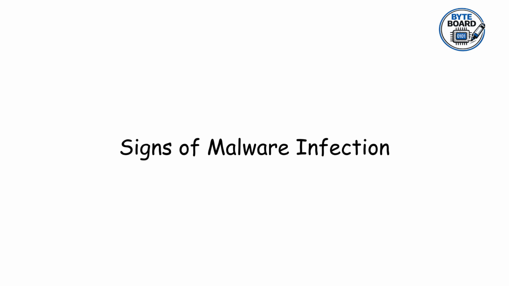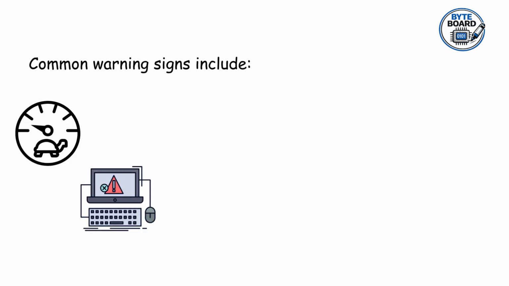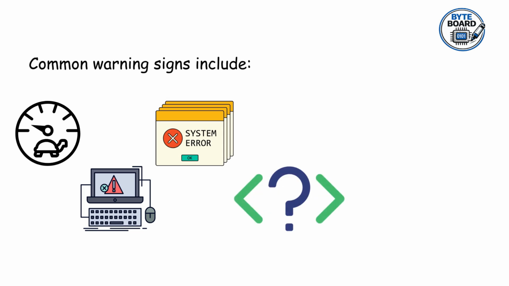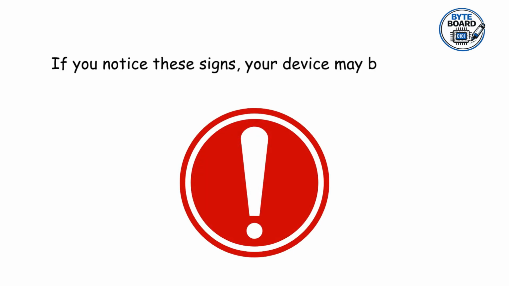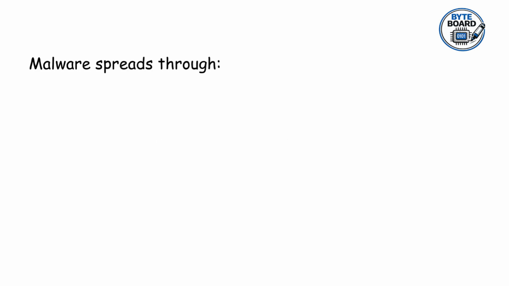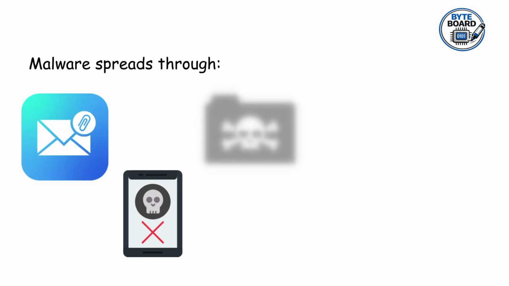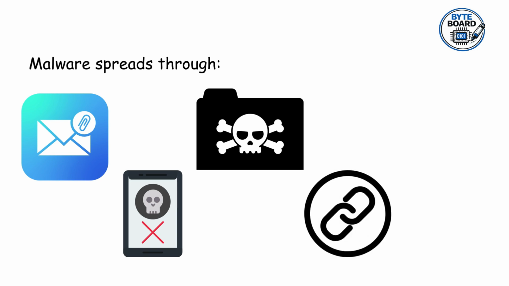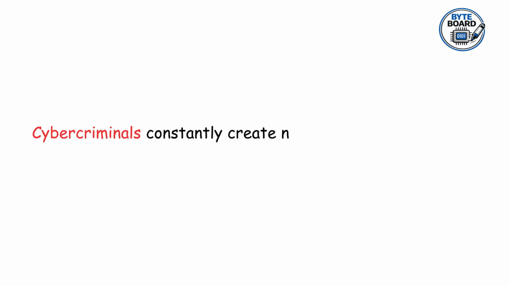Signs of malware infection. Common warning signs include slow performance, frequent crashes, strange pop-ups, unknown programs, high internet usage, missing files. If you notice these signs, your device may be infected. How malware spreads. Malware spreads through email attachments, fake apps, pirated software, malicious links, infected websites. Cyber criminals constantly create new methods to distribute malware.